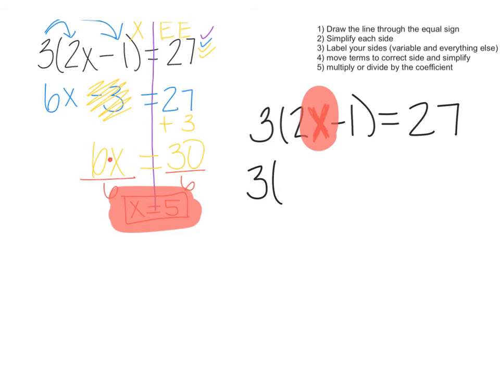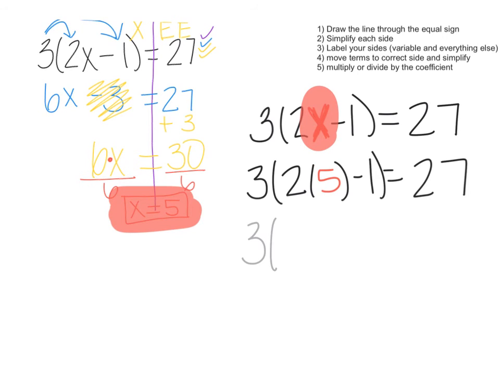as 3 times 2, and instead of x, I am going to put in 5, and notice I put it in parentheses. Anytime you take out a letter and put in a number, you always put that number in parentheses. So think about our order of operations. PEMDAS says we take care of what's inside the parentheses first.